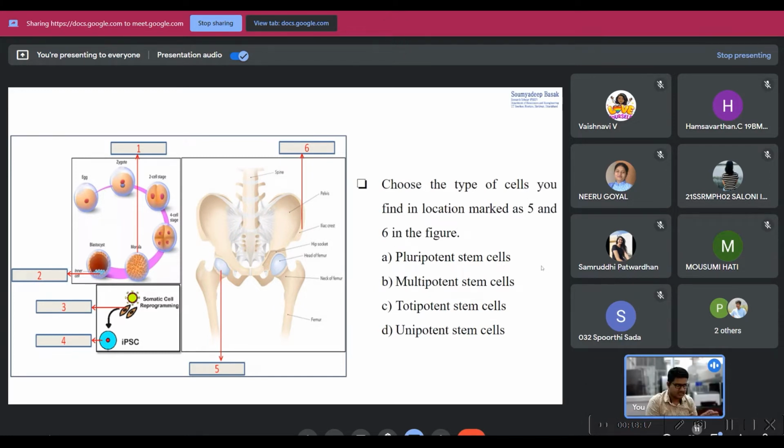So the next question is: choose the type of cells you find in locations 5 and 6 in the figure. The options are pluripotent stem cells, multipotent stem cells, totipotent stem cells, and unipotent stem cells. What would be the answer? What kind of cells can we find from those locations?